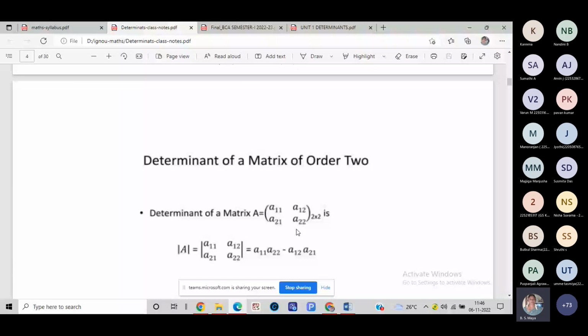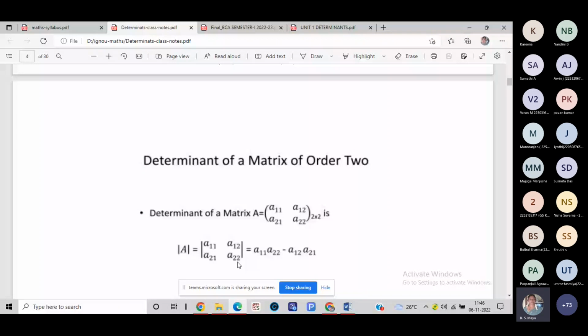Now I know the order of the matrix, this is the representation of the matrix. But what is the solution of this? Next is how to find the determinant of a matrix of order 2. That answer can be represented like this: pipeline A pipeline means I am finding the determinant of A. When I do this, the parentheses are replaced by pipelines: a11, a12, a21, a22. What is the solution?